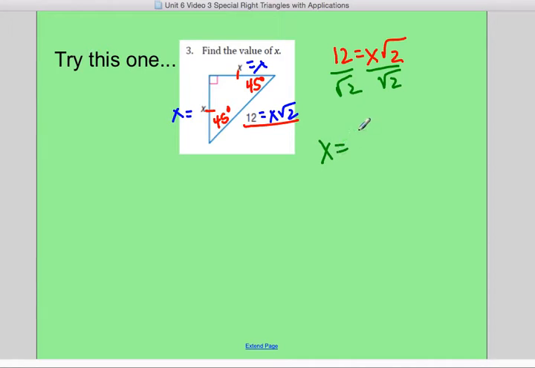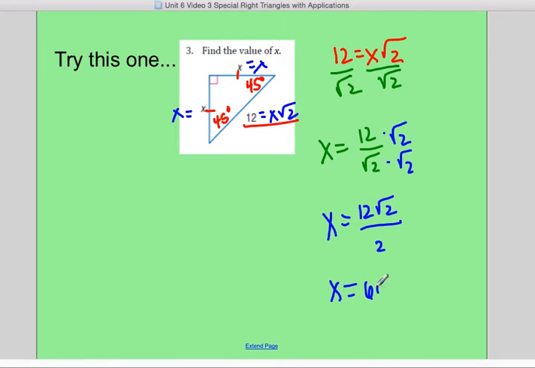So x is equal to 12 over the square root of 2. It's not proper to leave the radical in the denominator, so I rationalize, so multiply by square root of 2. So x is equal to 12 square root of 2 over square root of 2 times square root of 2 is 2. I would then reduce. 12 divided by 2 is 6 square root of 2.